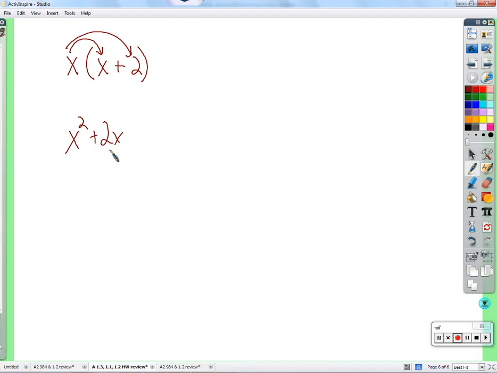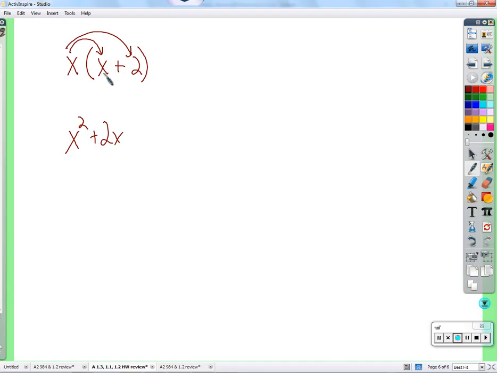All right, so when we distribute this x, we get x times x, and that is called x squared, x times 2, 2x. Oh, dude, I got that. In the bucket. Okay, so that's looking good. That's nothing but you.